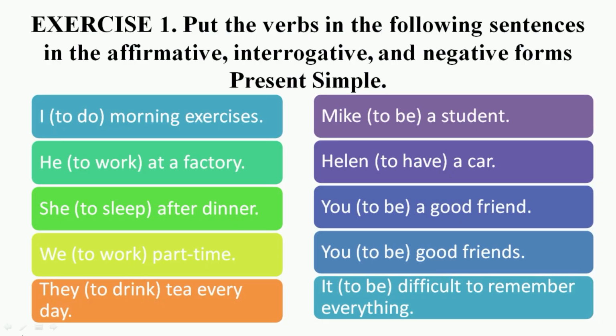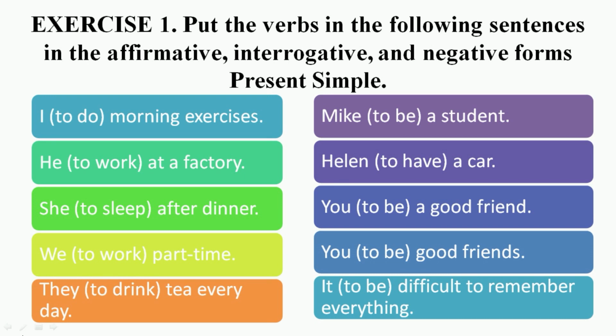And here I would like to give you some tasks. I decided to give you 4 exercises, and this is the first. It's not so difficult. Okay, let's try to do it. Put the verb in the following sentence in the affirmative, interrogative, and negative forms in the present simple tense. You should open the brackets. For example, I to do morning exercise. I do, yeah? I do morning exercise.